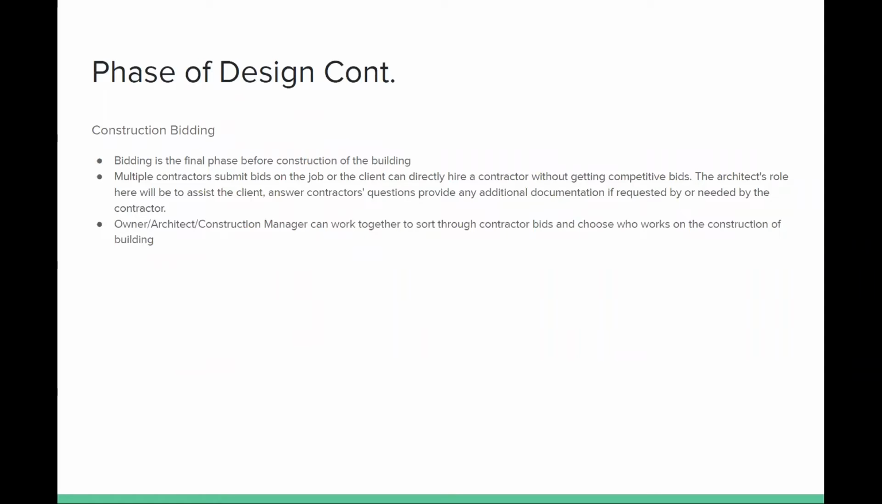Construction bidding. This is the final stage in the construction process. The process starts with the cost estimate from blueprints and material takeoffs. Here, multiple contractors submit bids, or the client directly hires a contractor without getting competitive bids. Mostly the architect's role is to assist the client, answer contractor questions, and provide any additional documentation if required.